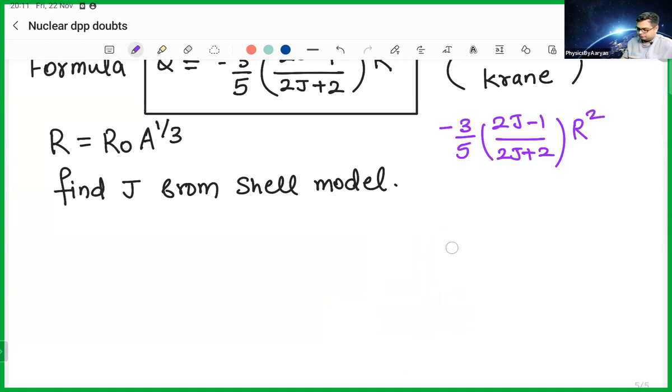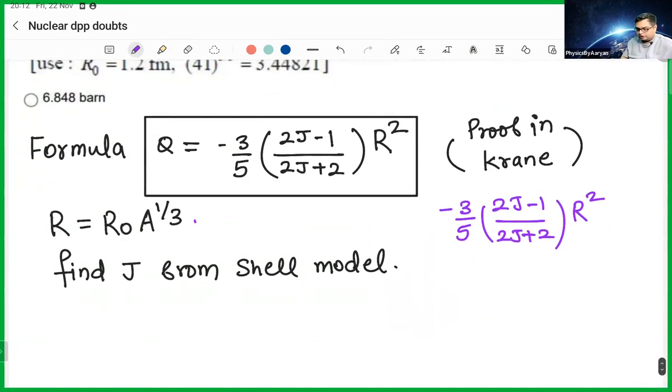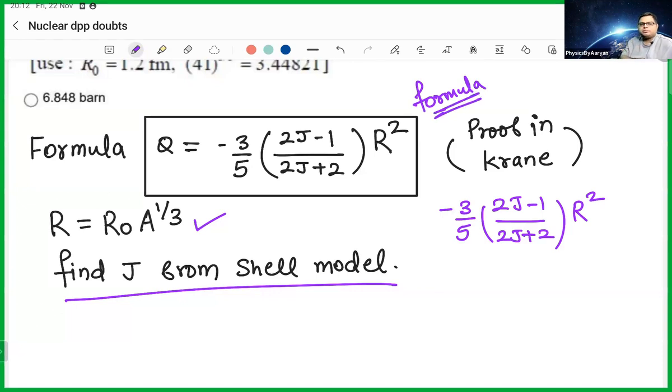And this is the formula for the quadrupole moment, where r is the radius, so you know how to find the radius. The radius is calculated using r naught times A to the power 1/3. And how to find j? j comes from the shell model. You use the shell model and find the spin, so just do the same thing and find j. Then put in the values, and you will get the answer. So you can keep this formula in mind while finding the quadrupole moment. You can note it down in your notebook, and revise it before going to the exam.